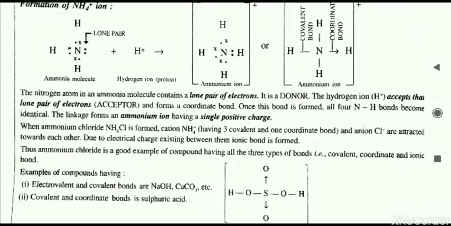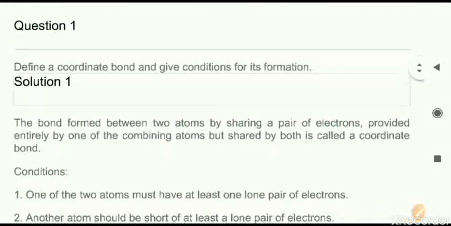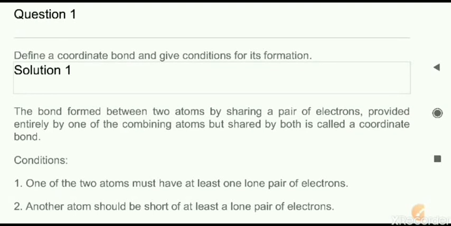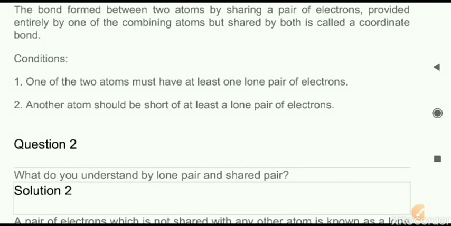Now move towards the question answers, the exercise part of this chapter, and try to have a review of the answers. Here we are with the exercise part of chapter 2. The questions we'll see now. Question number 1, define a coordinate bond and the conditions. The definition is the bond between two atoms formed by sharing a pair of electrons, and this pair of electrons is provided by one of the combining atoms. That is a coordinate bond. The two conditions: one of the atoms should have a lone pair of electrons, another should have an absence of a lone pair of electrons.